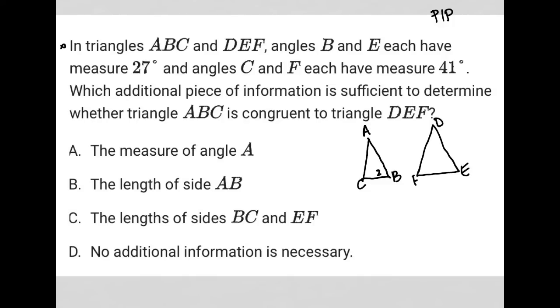So this is 27 as well as that. And angles C and F each have measure 41. So this is 41 as well as that. Which additional piece of information is sufficient to determine whether triangle ABC is congruent to triangle DEF?